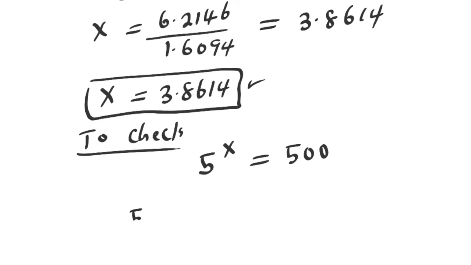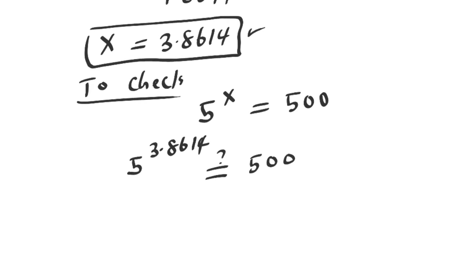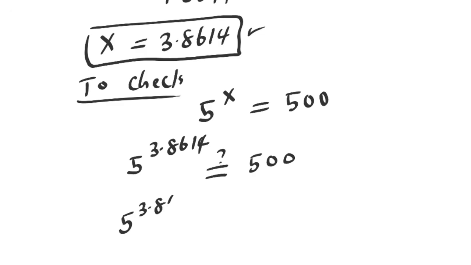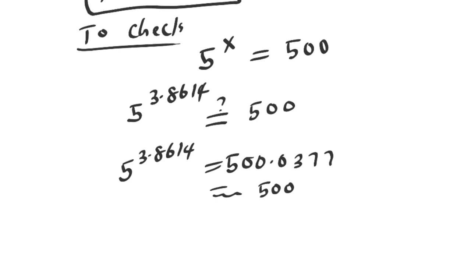And this is 5 raised to power 3.8614 must be equal to 500. Now 5 raised to power 3.8614, this is equal to 500.0377. This is approximately equal to 500. Therefore, the left hand side 500 is equal to the right hand side 500, which is true. Let us leave our answer in natural logarithm form in case you are asked to do so.